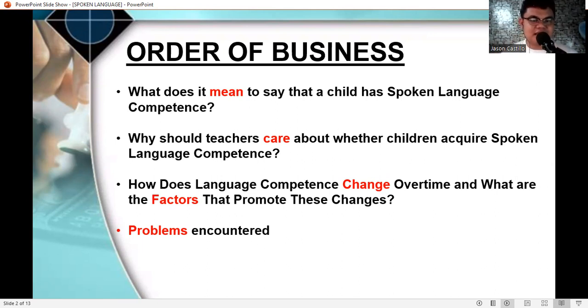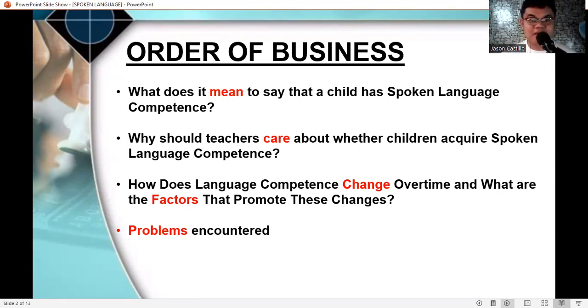Next is, how does language competence change over time? And what are the factors that promote these changes? We all know that language, as time goes by, is evolving, it is changing, but the question there is, how does language competence change over time? And what are the different factors that affect these changes? And the last one is the problems that we might encounter with this particular topic.